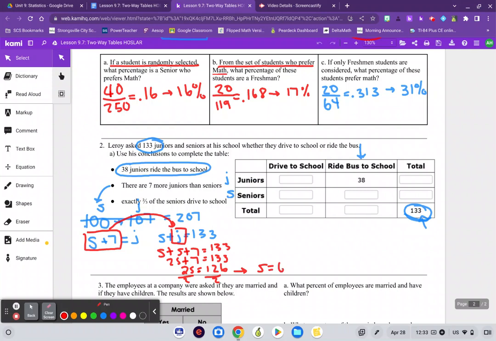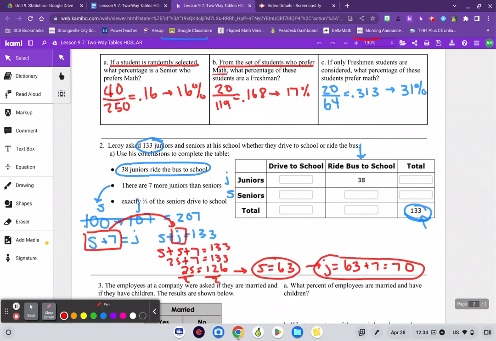are 63 seniors. Again, you can guess and check, but these are the rules I live by for guess and checking. That I have to add up to 133 and that I have 7 more juniors. So to get my juniors, I'm going to take that 63 seniors plus 7 and get 70 juniors. Again, you could have guessed and checked. But this is what I come up with.